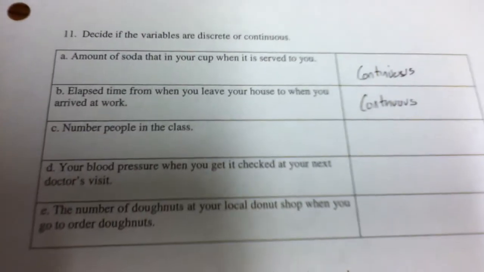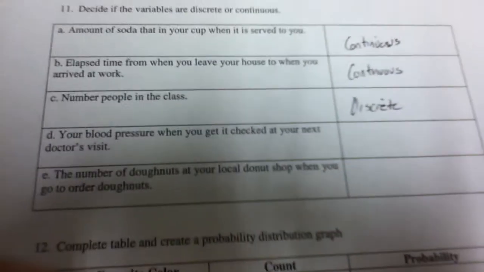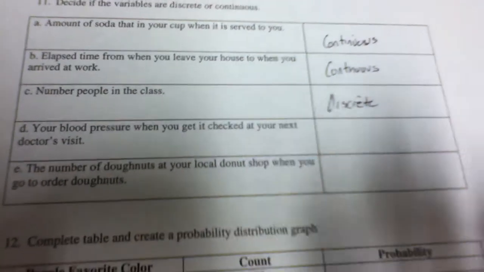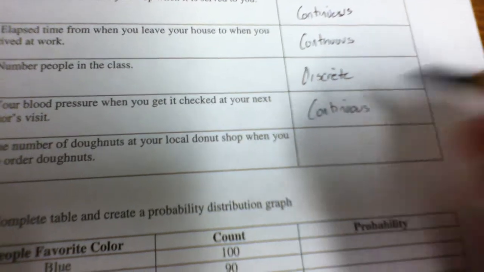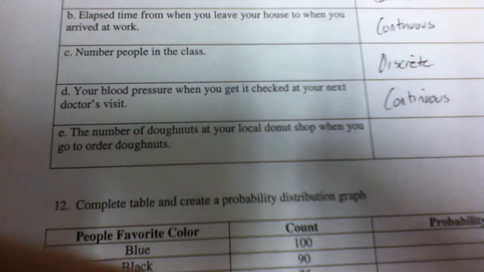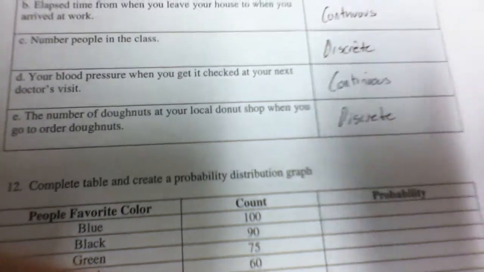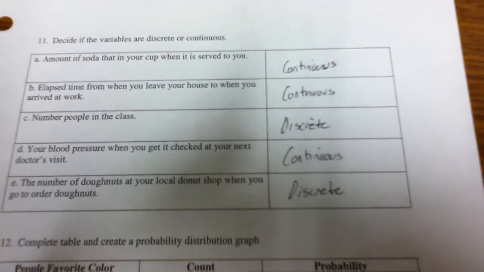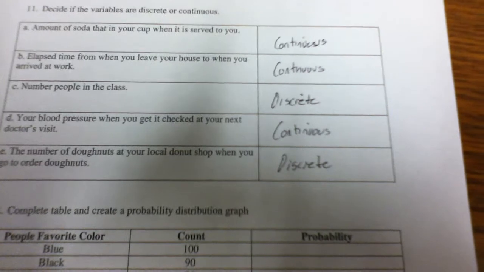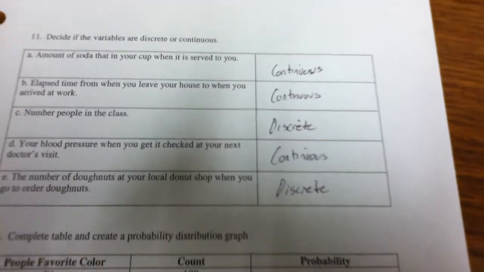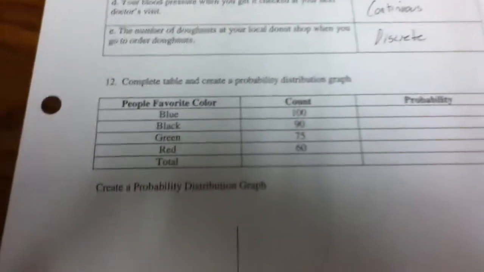How many people in the class? That's something we can count. That is discrete. You can count how many people in the class. Your blood pressure, that's something we measure, therefore it's continuous. And the number of donuts at your local donut shop, that's something we can count. That's discrete. So remember, if we're talking about measurement, time, how much soda, your blood pressure, those are all continuous. Things we can count, how many people in the class, how many donuts, those are discrete. Question 12.